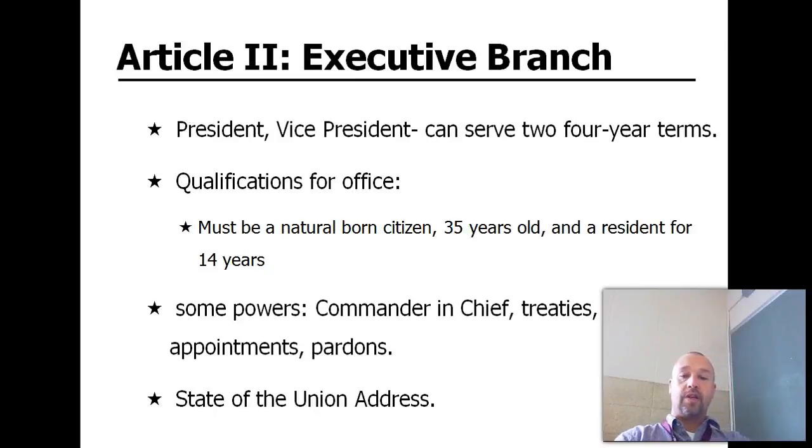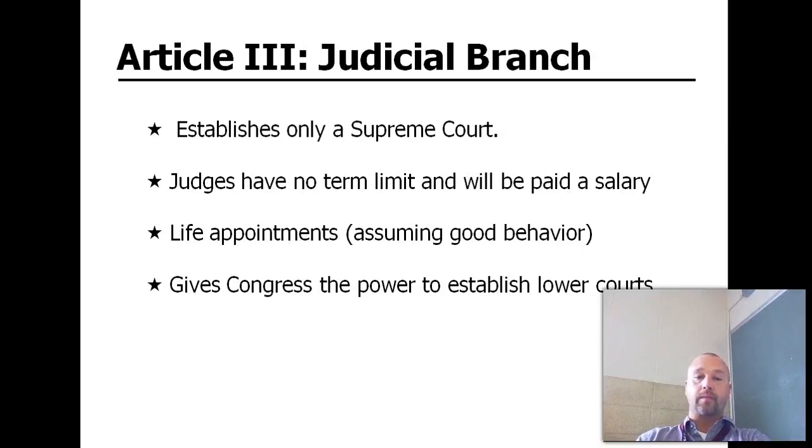Article 2 is the executive branch. The president and the vice president can serve two 4-year terms. The qualifications are not much to be president. You have to be born in this country, be at least 35 years old, and have lived in this country for 14 years. Some of the powers: they are commander-in-chief. They can make appointments, they can pardon somebody and excuse them from any crime they may have committed, and they deliver the State of the Union address every year.